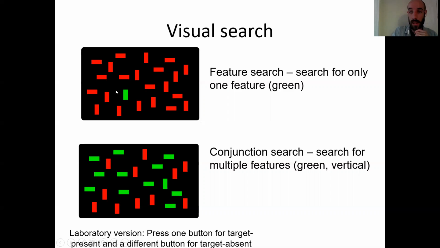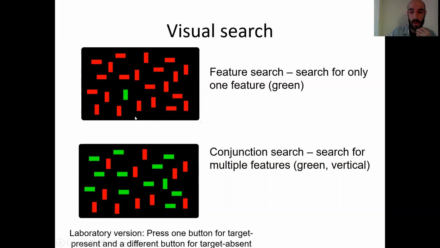So feature, I only needed color, only one feature, but in conjunction search, I needed two. I needed both color and orientation. So I picked out all of the green ones and then I looked through all the green ones and found the vertical one. So I had to do both. Okay, and the differences between these are very stark. Like I was mentioning, if I just showed you feature search and I added more and more red stimuli to the screen, it's not going to make it any harder for you. But in conjunction search, if I add more and more red and green stimuli of different orientations here, it's going to become harder and harder to find that one target. Okay, so if I were to plot this, if I just look at reaction time, how fast do you find the stimuli?